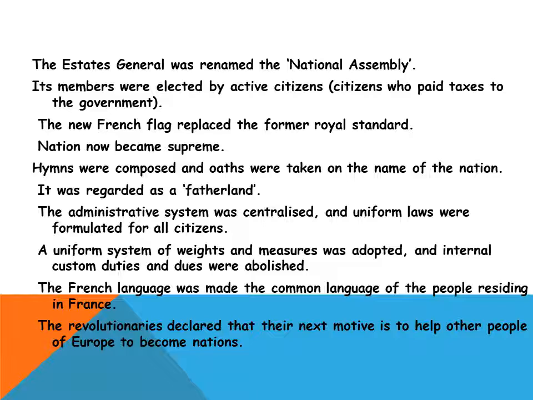The administrative system was centralized and uniform laws were formulated for all citizens. A uniform system of weights and measures was adopted and internal customs duties and dues were abolished. The French language, which was spoken and written in Paris, was made the common language of the people residing in France. The revolutionaries declared that their next motive is to help other people of Europe to become nations.